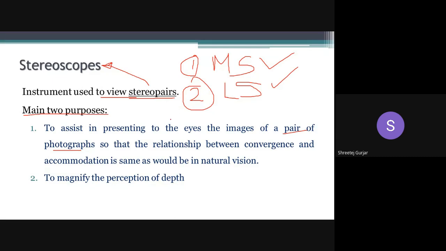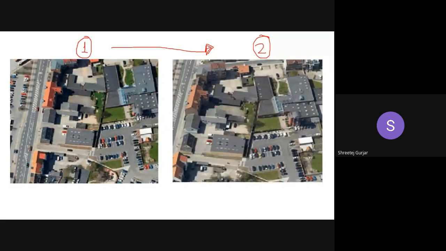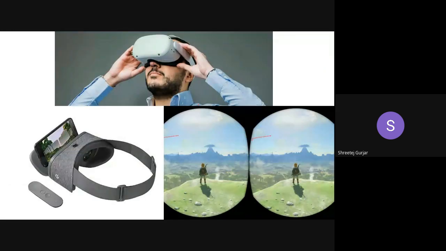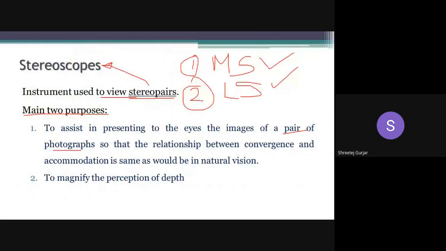And we will view a single image. What will happen is these two images will combine together in our mind, and what our brain will perceive is a single image, with depth, a 3D image. So if you view these images through the stereoscope, you will see just a single image, not two images. This instrument helps us in that. Then, second, to magnify the perception of depth, meaning the perception of depth will be increased. These stereoscopes help us in these two purposes.